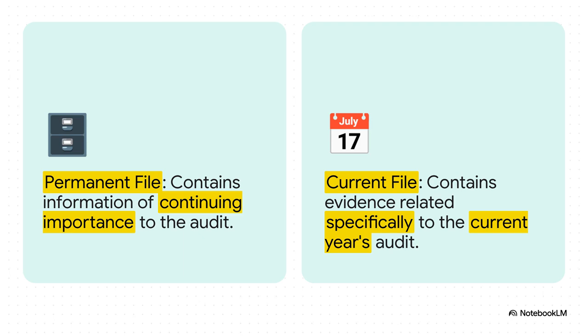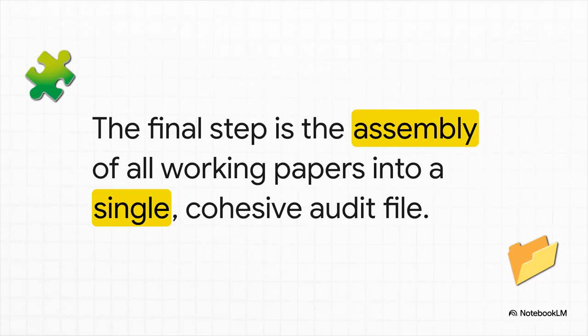Typically, the file is split into two main sections. You've got the permanent file, which is kind of like the company's long-term story. Things like major contracts or company history that stay relevant year after year. Then you have the current file, and that's the story of this year's audit, the specific plans, analyses, and financial statements. You need both to get the full picture. And after all the evidence is collected and documented, there's one last administrative step, pulling it all together into a single cohesive audit file. This becomes the complete final record of the case.